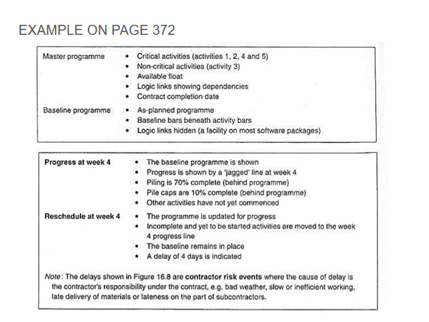Then you've got your non-critical activities, which is activity 3. And then you've got the available float, logical links showing the dependencies, and then you've got the contract completion date. And then you've got your baseline program, which is your as-planned program, with baseline bars beneath the bars. I'll show you that now.